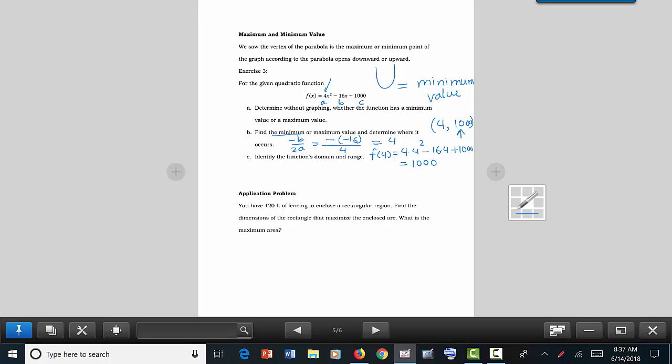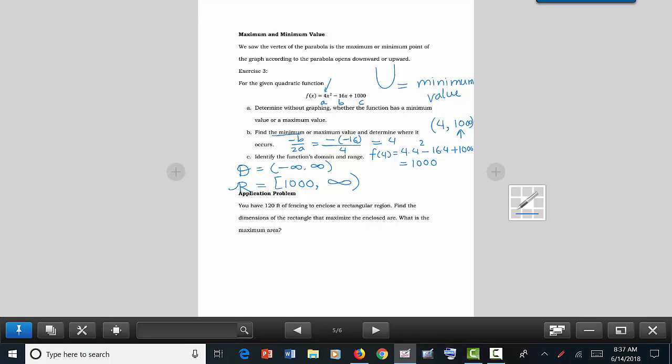Now domain and range. This function does not have any radical or any fraction, so the domain is negative infinity to infinity. And then the range: what is the minimum height? The minimum height is 1000, and this graph is opening up, going all the way to infinity. That's why the range is that.